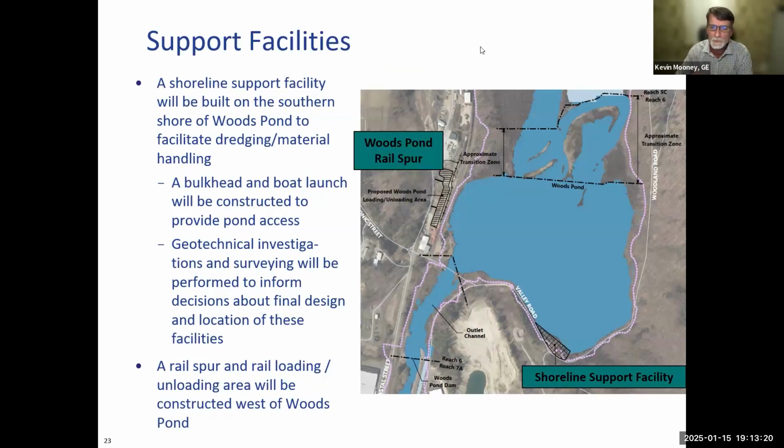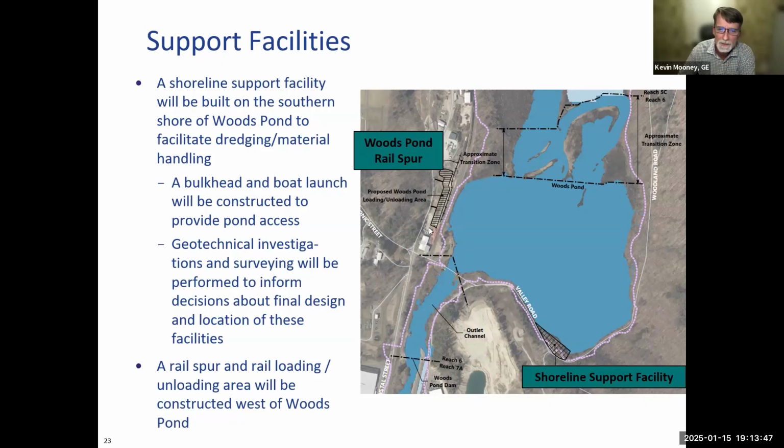So in order to implement the remediation work in Woods Pond, we will need to build some support facilities that are not currently there. One of these facilities will be a shoreline support area, which will be located down here. This is going to be essentially a bulkhead, a docking area for the hydraulic dredges and other boats needed for the remediation work.